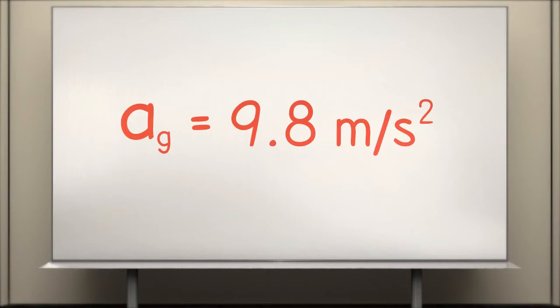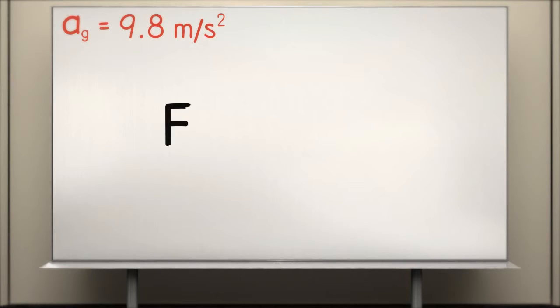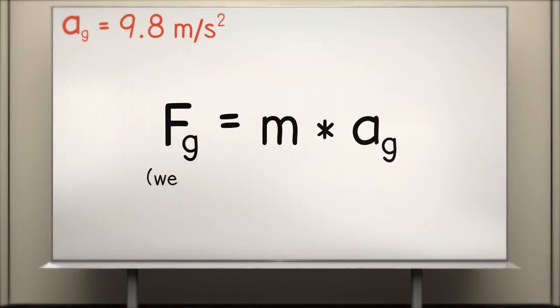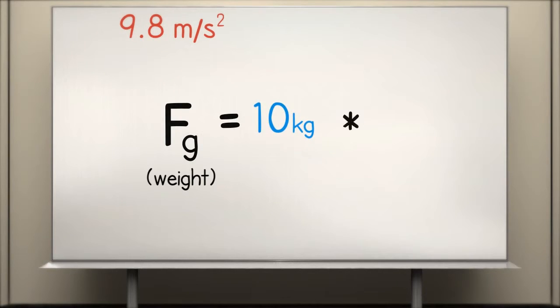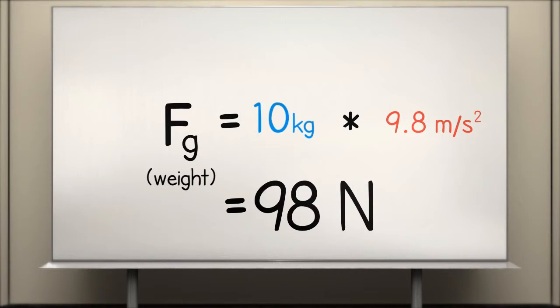But since acceleration is constant at 9.8 meters per second squared on Earth's surface, we can use the force of gravity is equal to the mass times the acceleration of gravity to quickly find the weight of an object from its mass, or vice versa. For example, the weight of a 10 kilogram mass on Earth's surface is 10 kilograms multiplied by 9.8 meters per second squared, or 98 newtons.